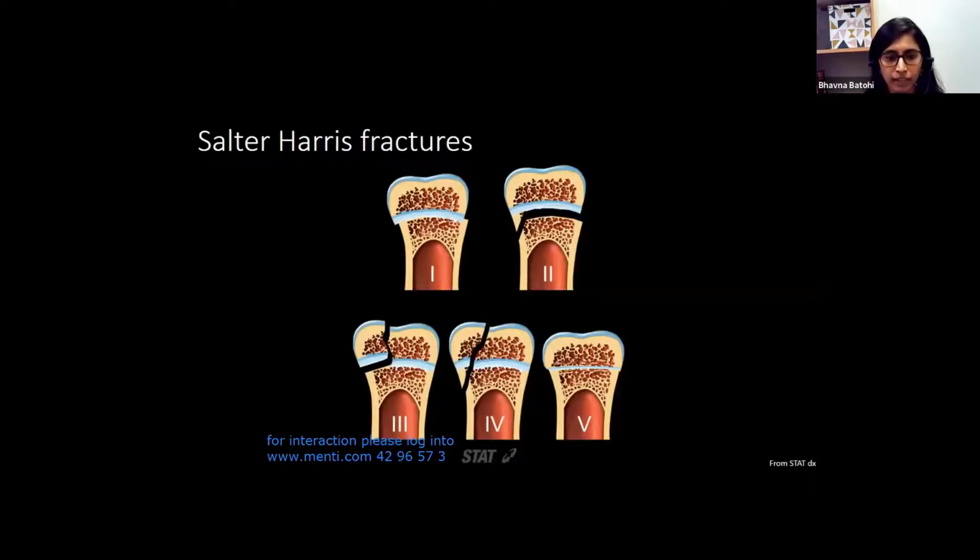Going back to children again, the Salter-Harris classification of fractures is important as well. So these fractures involve the growth plate, and it's important to describe whether they involve the epiphysis, the metaphysis, or go through the growth plate.